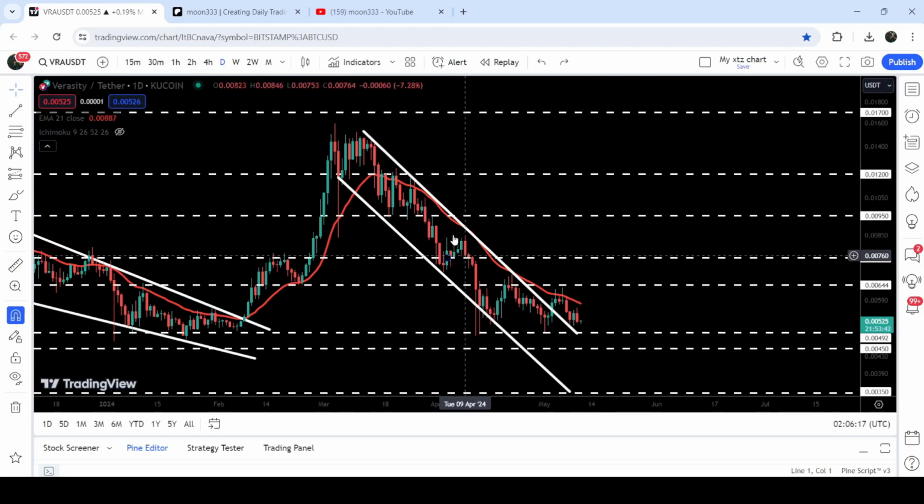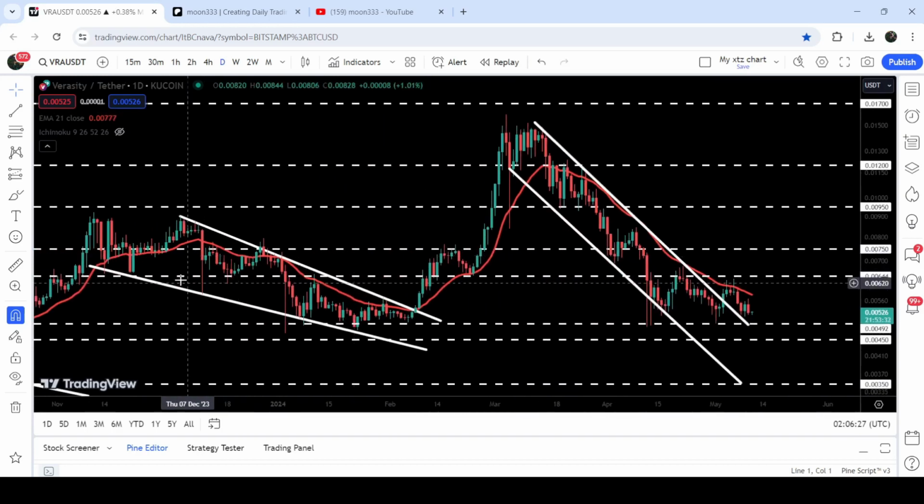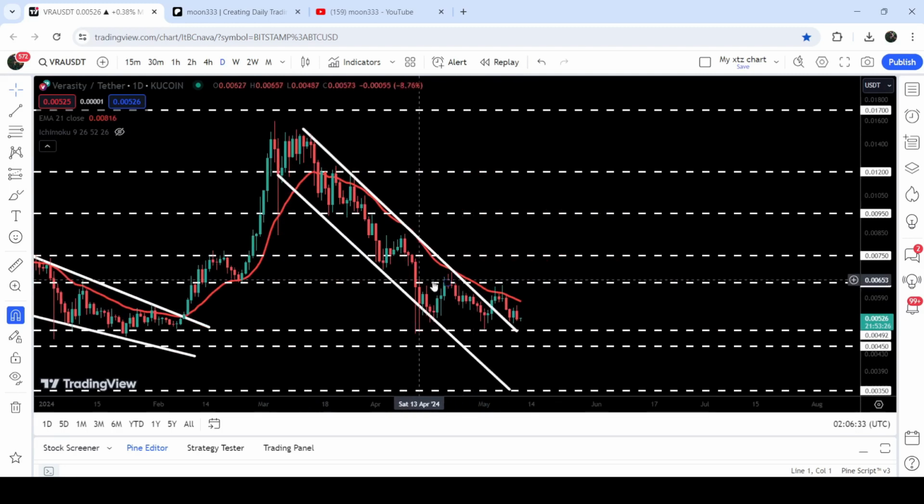Recently on a daily time frame chart, after breaking out of this down channel, Verasity has found another short-term resistance here at $0.0064, that was previously breaking as a support here and resistance here and support here. And now for the past several days, it is working as a resistance.